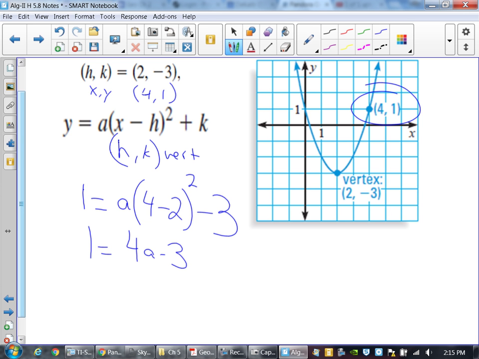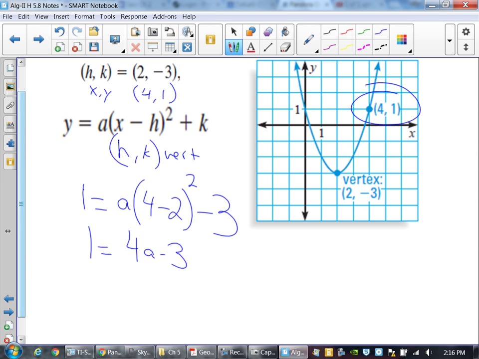The 2 and -3 are your h and k. Okay, that's your vertex. You have 4 parts, because the ordered pair is 4, 1, x, y. Your x value is 4, your y value is 1. So you just write them like that.